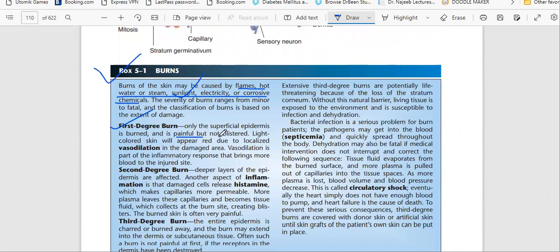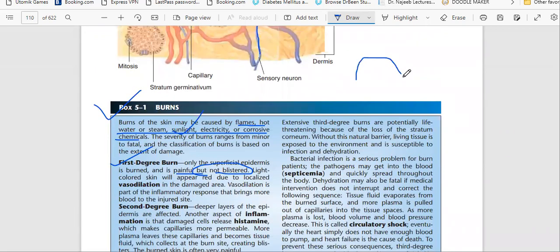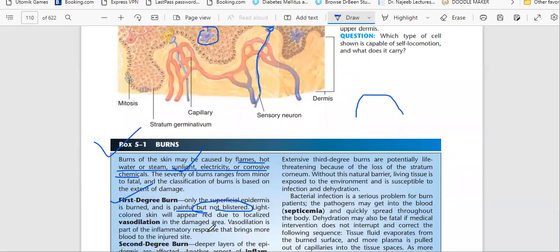But the person will not get blisters. Blister means the watery fluid accumulation in the skin. And light-colored skin will appear red due to localized vasodilation. So we have not dark, but light red color, right? Light red color skin will appear.